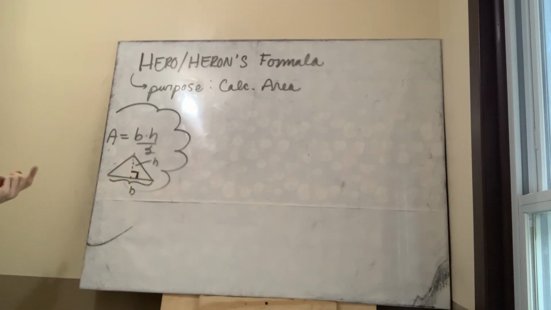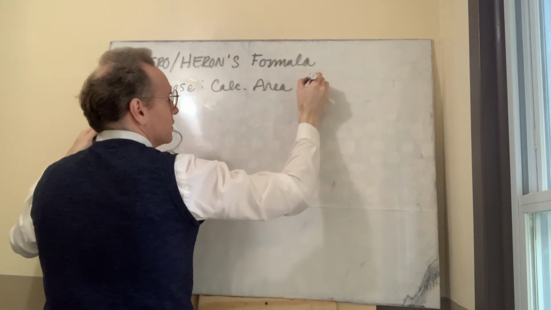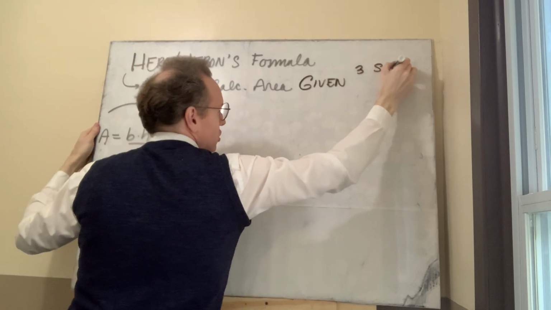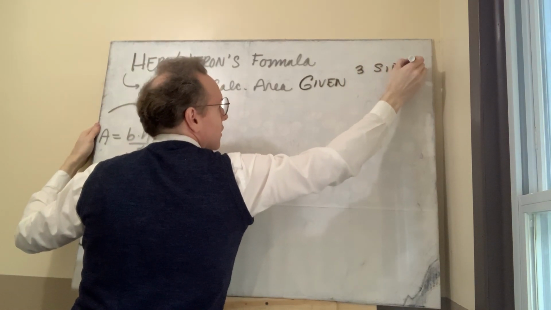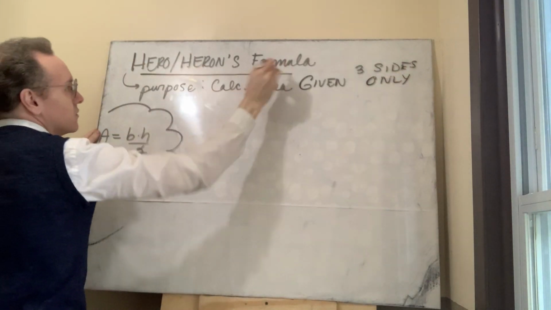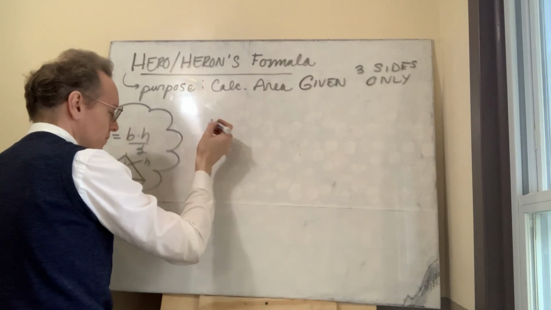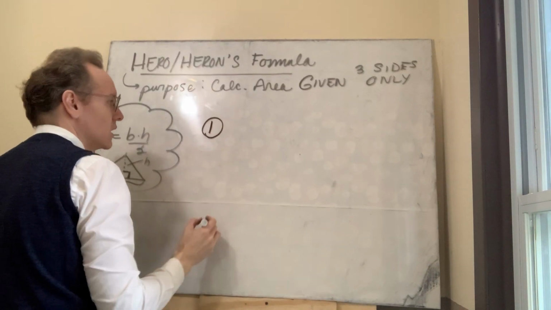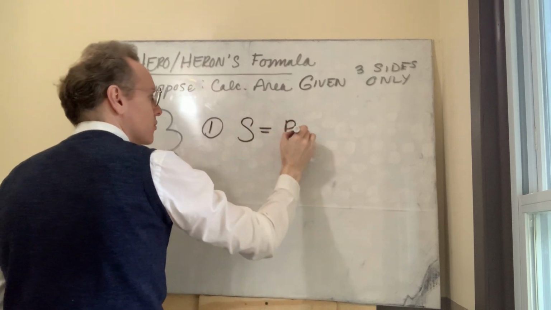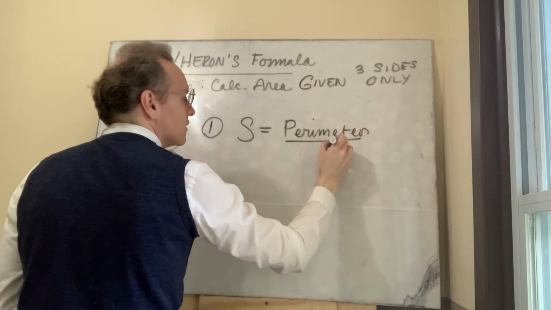Now, what if instead you wanted to calculate the area given three side dimensions only? You could use this. What you need to start with is, it's two parts, right? You need to know what is called S. S is the perimeter in half.